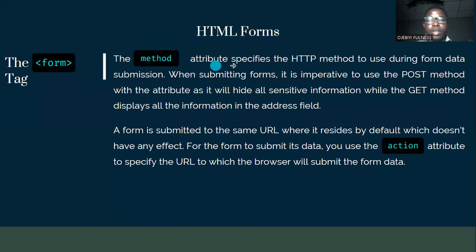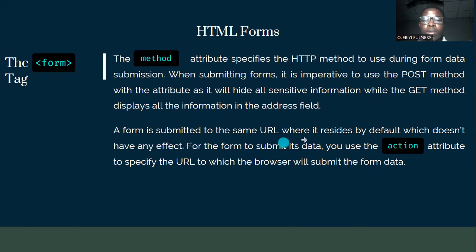The method attribute specifies the HTTP method to use during form data submission. When submitting forms, it is imperative to use the post method, as it hides all sensitive information, while the get method displays all the information in the address field. So when you are submitting, use the post method so that all the sensitive information will be hidden, because when you use the get method, you discover at the top of the web page, in the address field, that the information is displayed there. So that's why we use the post method.